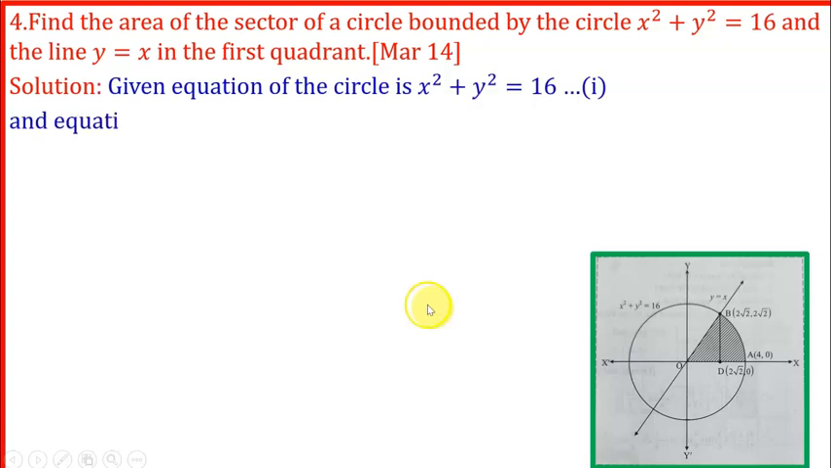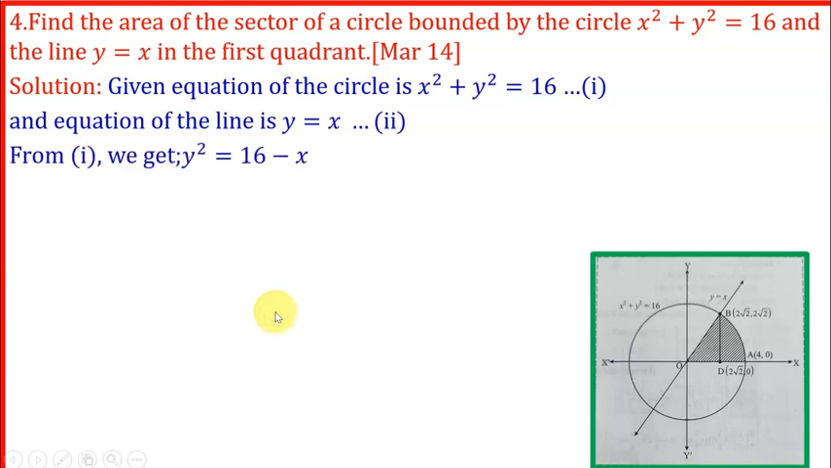Now the solution. Given equation of the circle is x square plus y square is equal to 16 and the equation of the line is y is equal to x. From 1, you will get y square is equal to 16 minus x square.